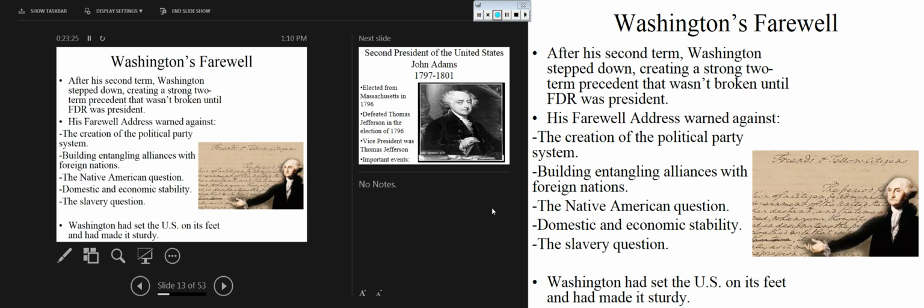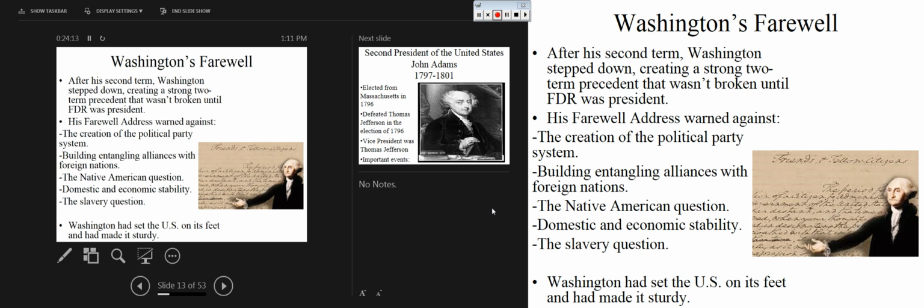He talks about neutrality. The Native American question: how would Native Americans be assimilated into American society? Because at this point, Native Americans were completely left out of the Constitution. Domestic and economic stability through interstate and regional trade, not to mention the growth of American industry. Because what we're at the dawn of right now, as Washington leaves office, is the dawn of the American Industrial Revolution, the first Industrial Revolution.